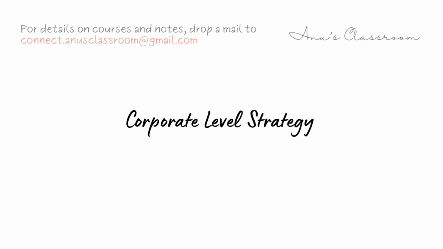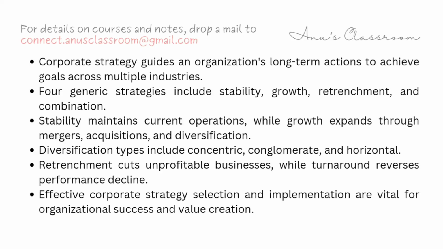So again, let me remind you, we have three levels of strategy. We had the corporate strategy, under which we have the business strategy, under which we have the functional strategy. We discussed business level strategy. Now let us discuss about the corporate level strategy. Corporate strategy is the compass, the topmost strategy, right? It is the compass which guides an organization towards its long-term goals and aspirations.